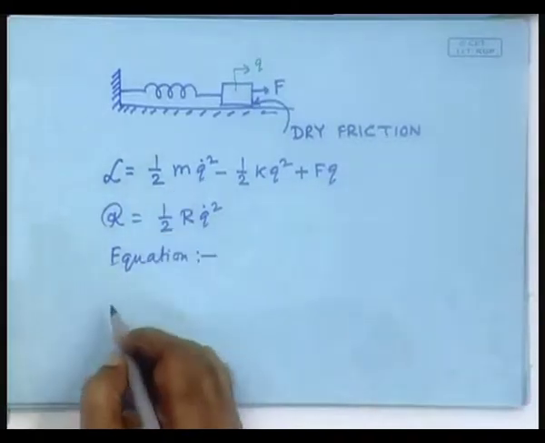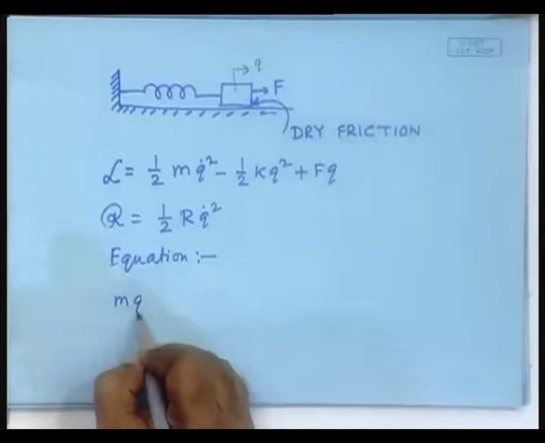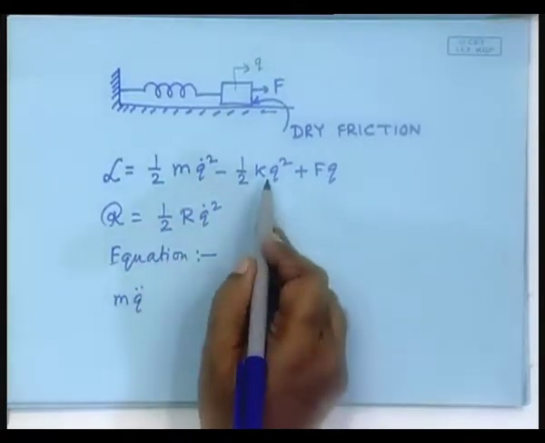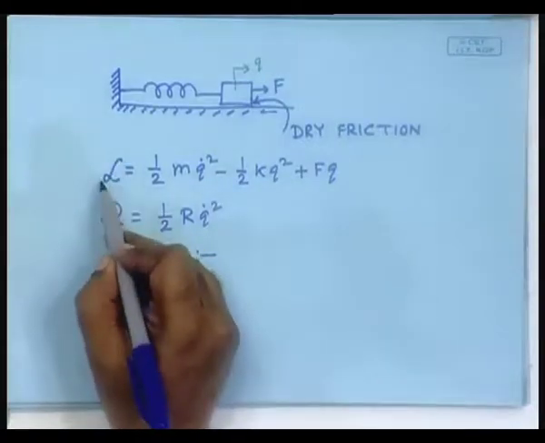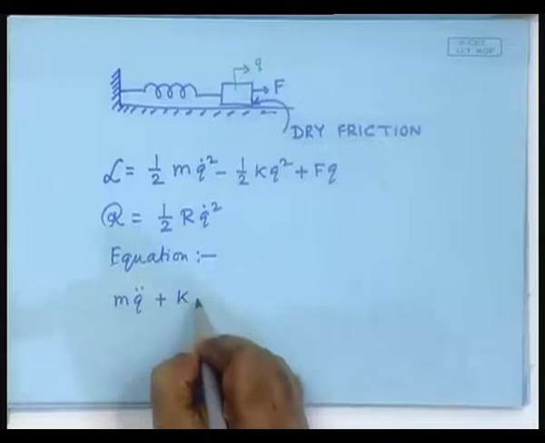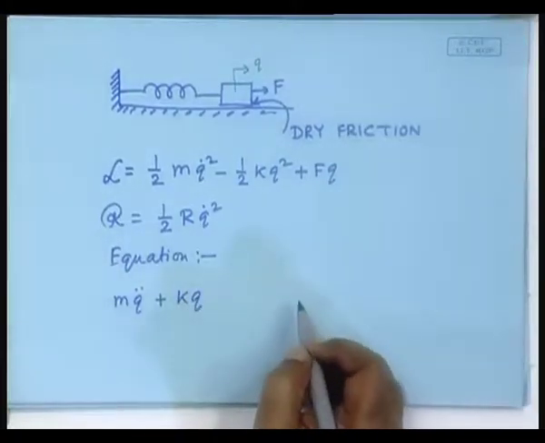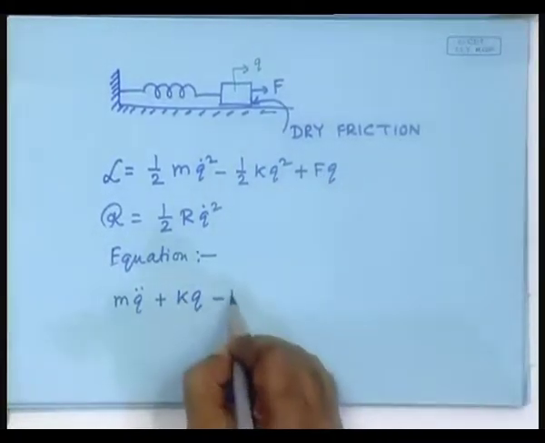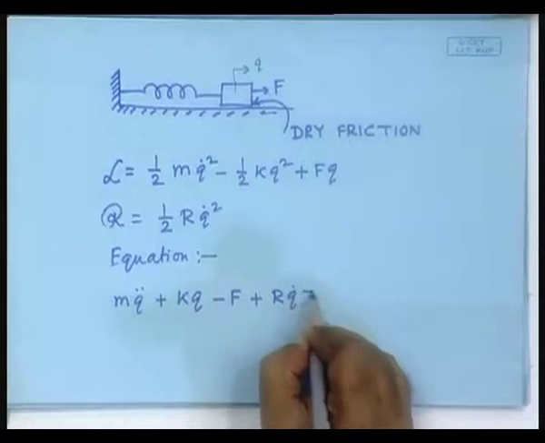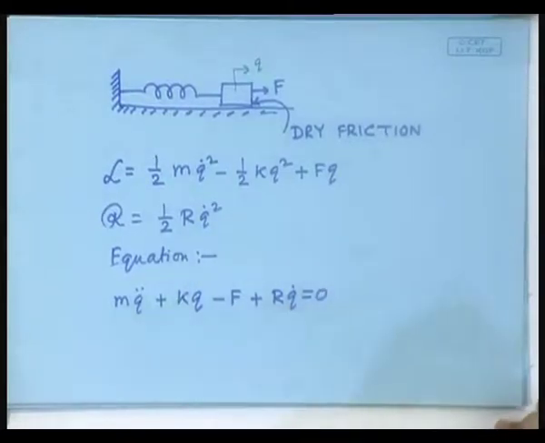It will be m q double dot minus the derivative of the Lagrangian with respect to q. So, this will be plus k q, for this it will be minus f, plus r q dot equal to 0. So far so good, it is simple stuff.